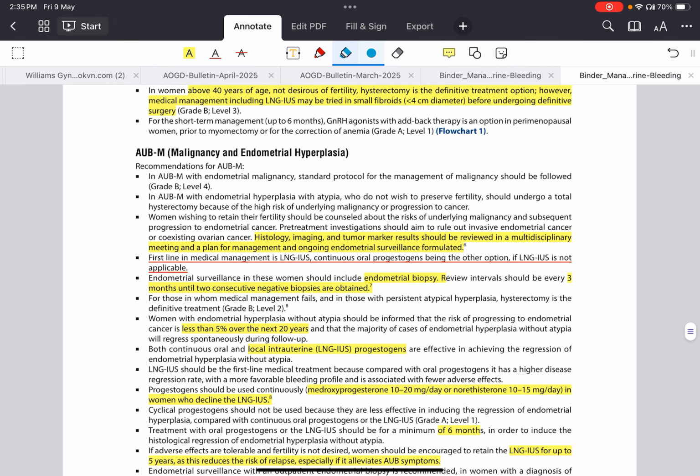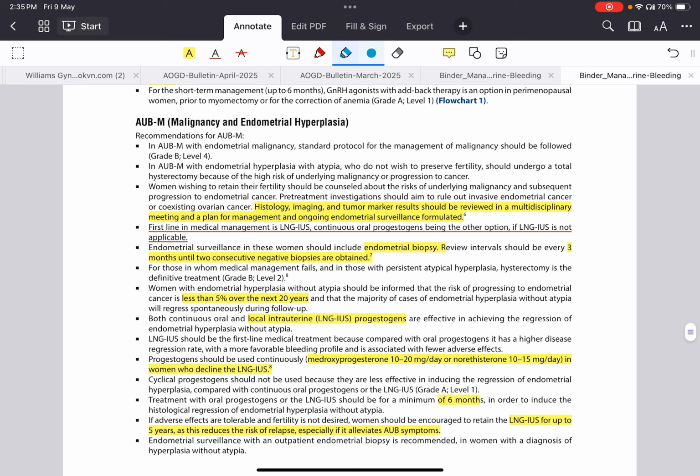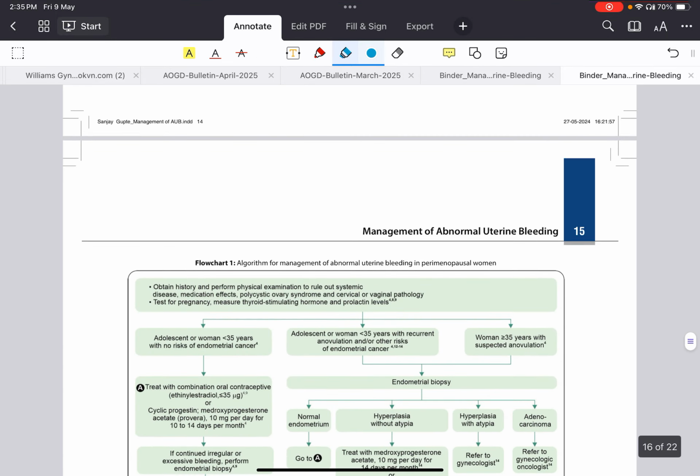Then coming to endometrial hyperplasia, which I already told. Surveillance: for hyperplasia with ATypia, you'll go for 3 months surveillance. For without ATypia, you'll go for minimum 6 months surveillance. Okay, then this is a flowchart.